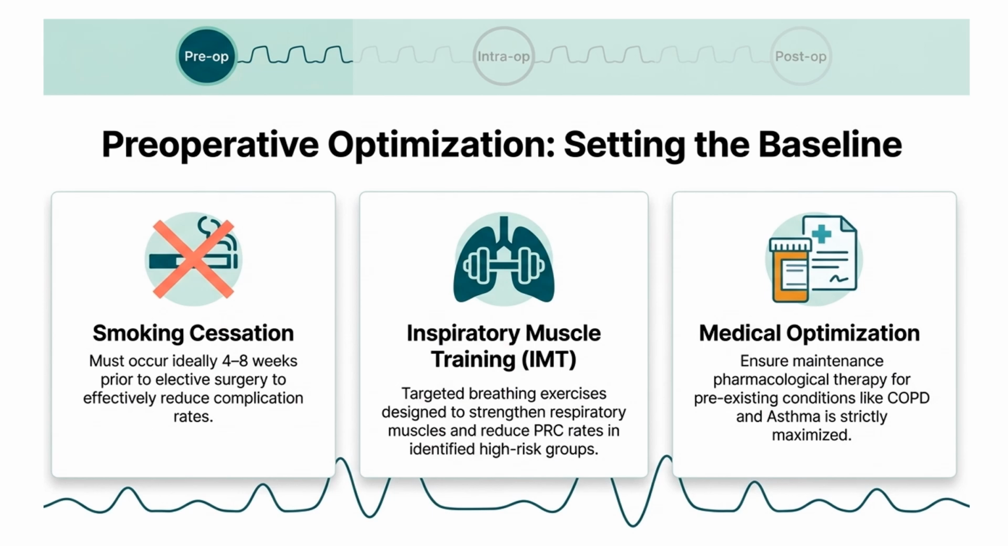Ensure the maintenance of pharmacological therapy for pre-existing conditions like asthma and COPD. Strictly maximize the treatment. Only then can we prevent the post-operative complications. So these are the pre-operative optimization measures.